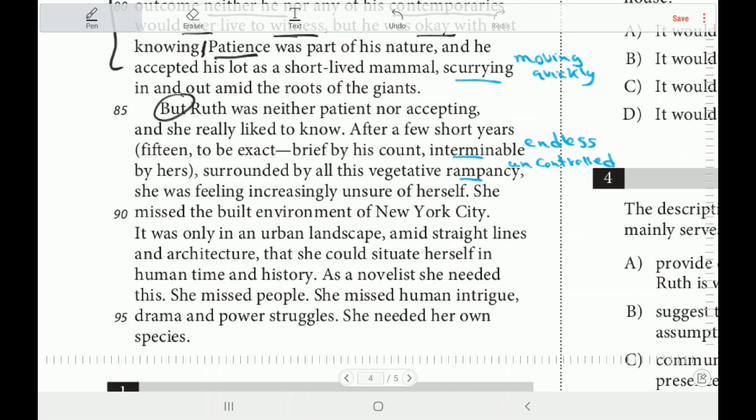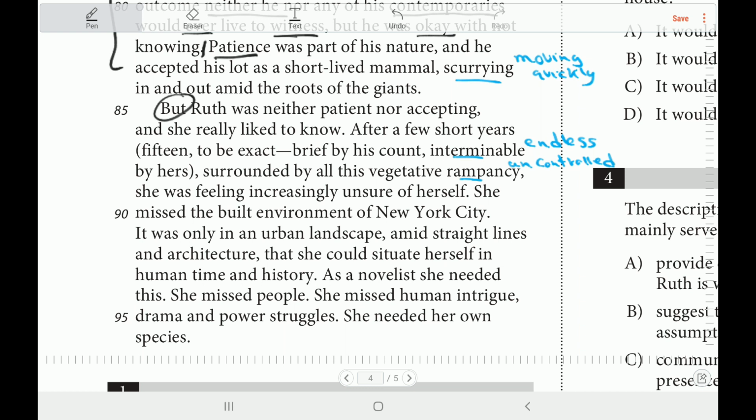But Ruth was neither patient nor accepting. She really liked to know.